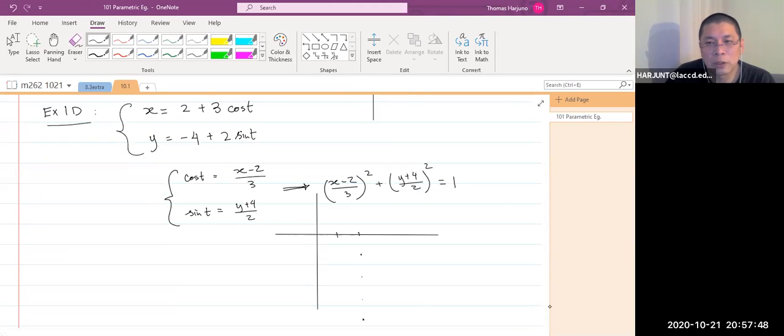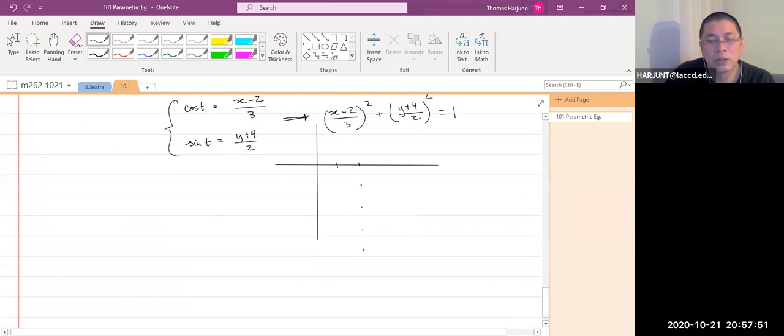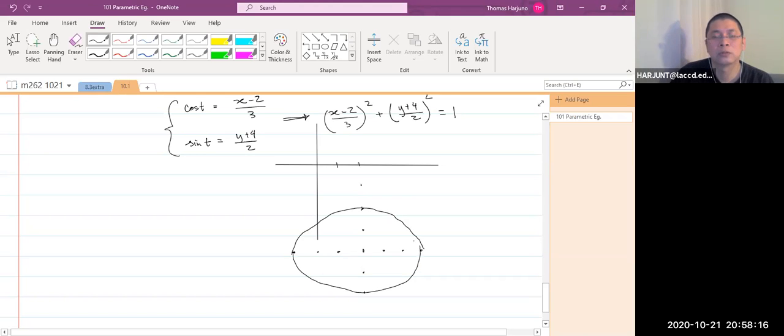Now this is the center. And then horizontally, you go 3 units to the left and right, 2 units up and down. So it's the same ellipse that we had earlier; the difference is the center has now changed. And it actually moves this way. That's the direction.